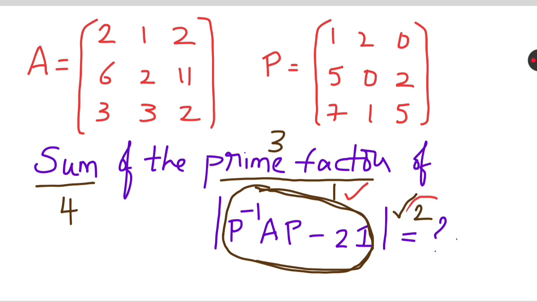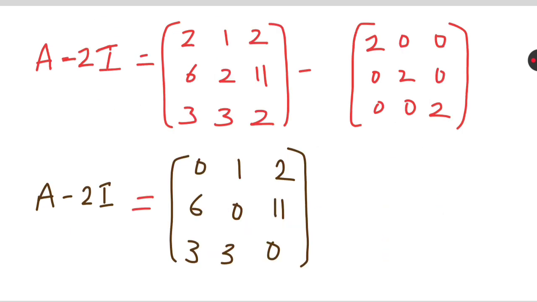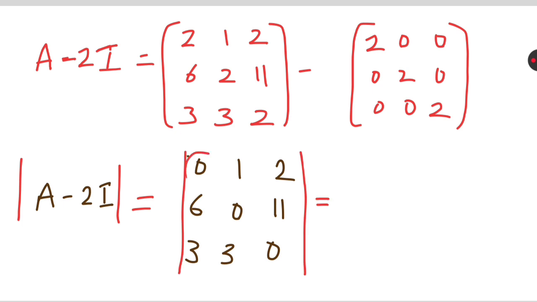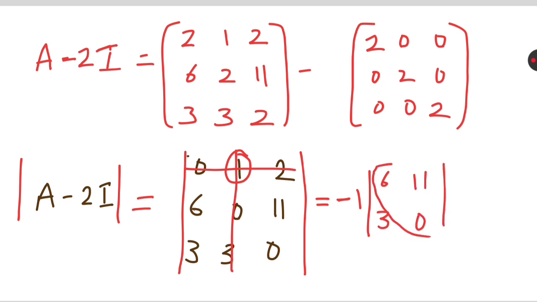Now we need to go for the second step, which is to find the determinant. Let's find the determinant of this A minus 2I. First, 0 times anything is 0 only, so no need to take this 0. Then go for the next, which is 1. So you need to take negative 1 of. When you are taking this number, you need to close this row and this column. So we are left with 6, 11, 3, 0. When you cross multiply, 6 times 0 gives 0, minus 3 times 11, which gives 33. 0 minus 33 is minus 33. Then minus 1 times minus 33 is plus 33.